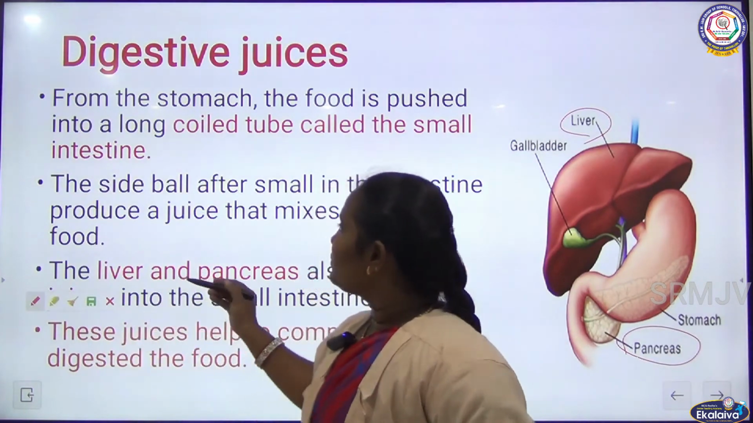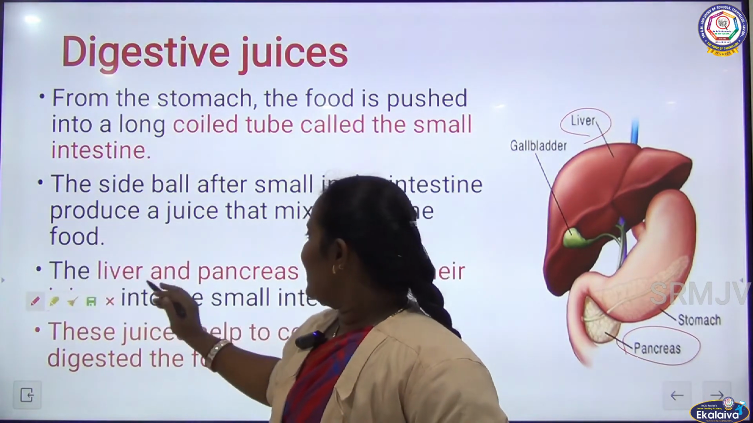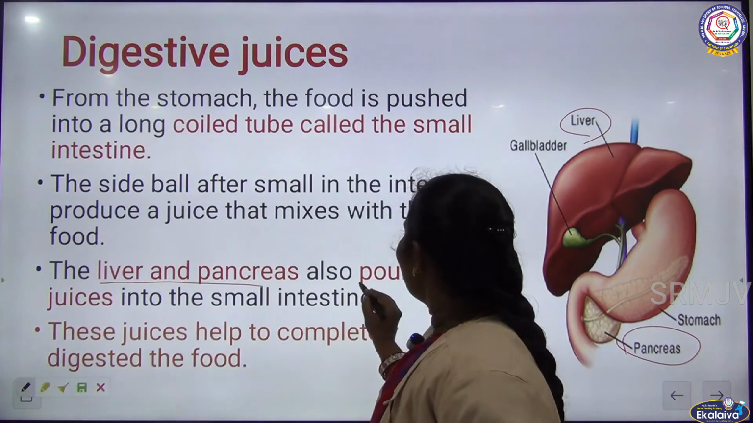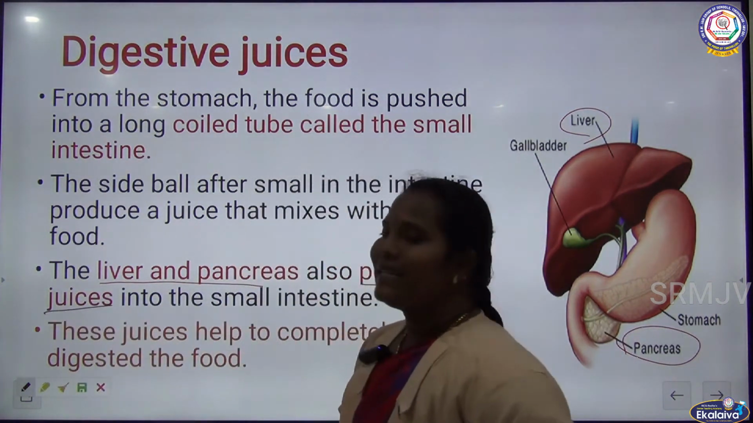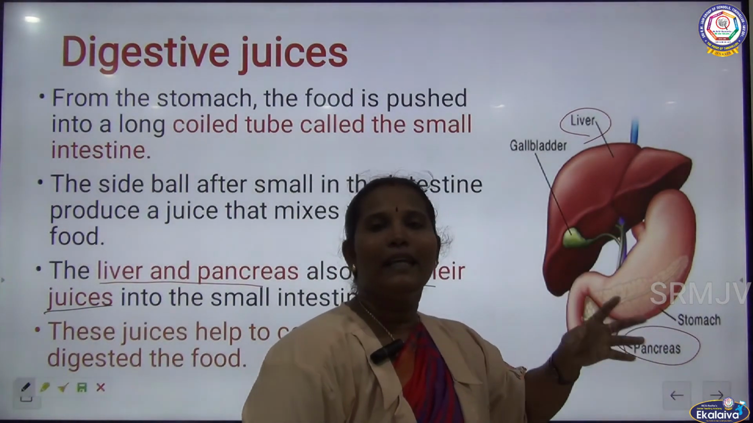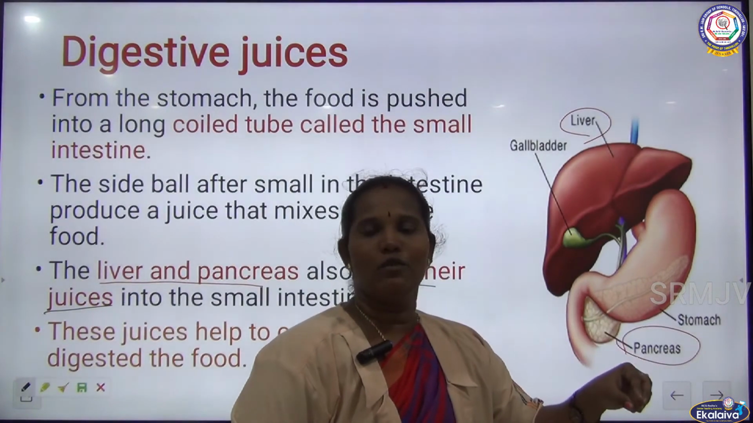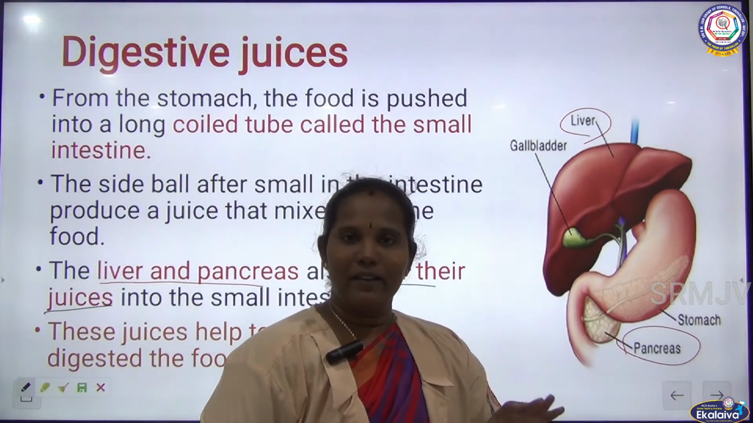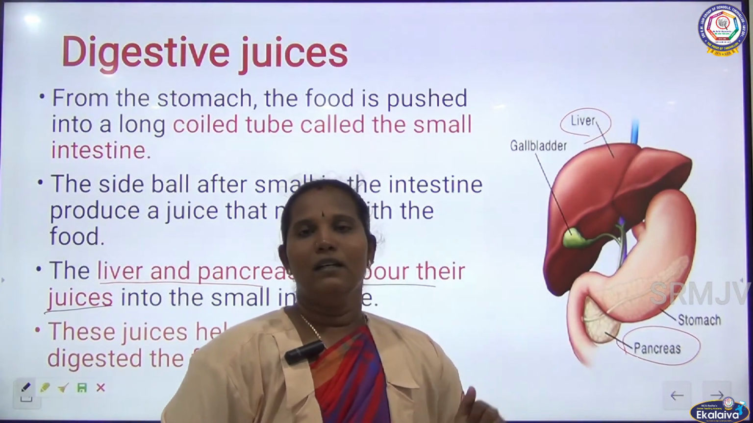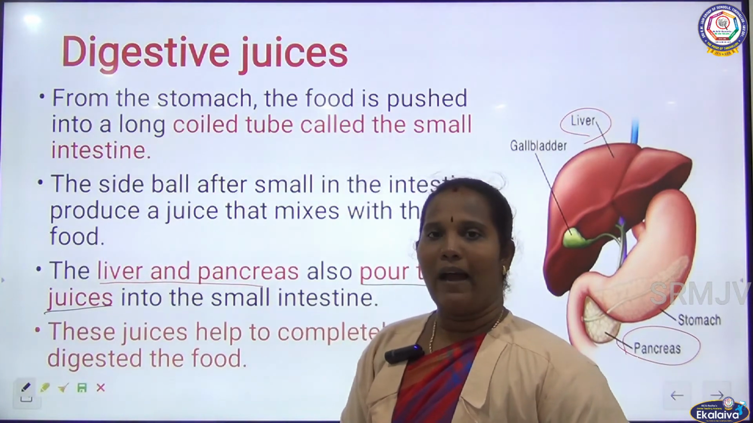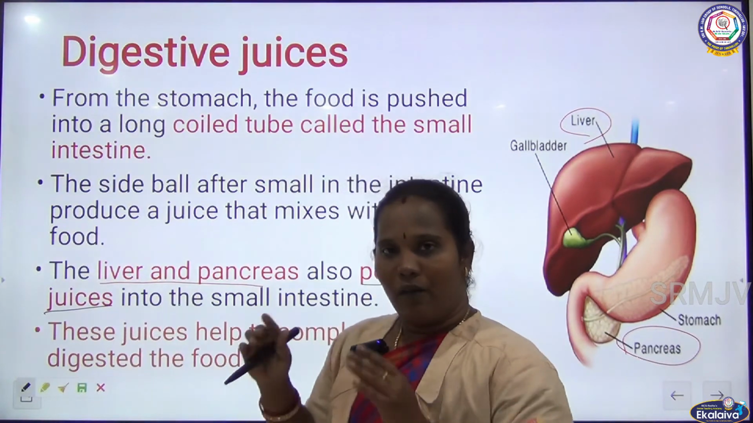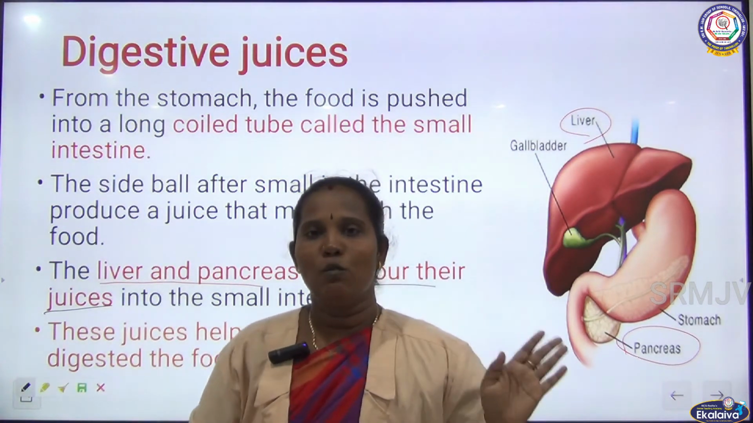Okay, see, the liver and pancreas pour their juices into the small intestine. These two organs pour means they are secreting their juices, they add the juices into the small intestine. So another part of the digestion will happen in the small intestine. It helps by secreting the juices for the digestion of the fat and other things. Then the full complete digestion happens in the small intestine.